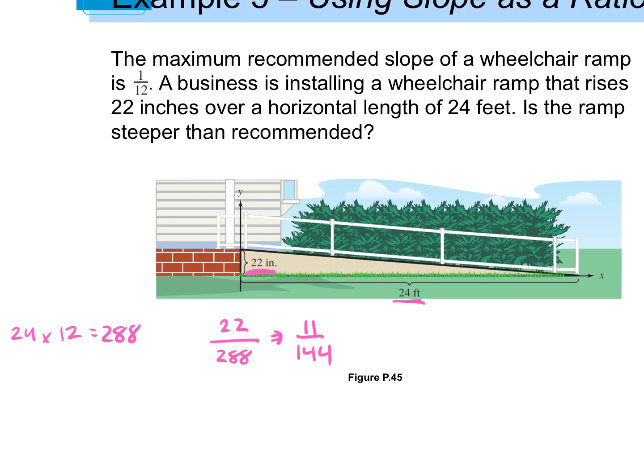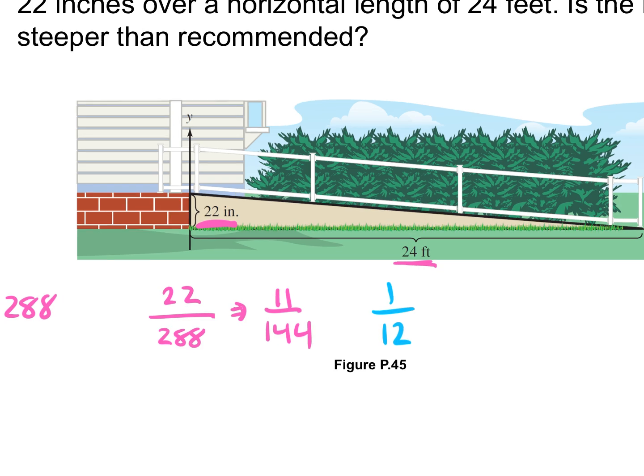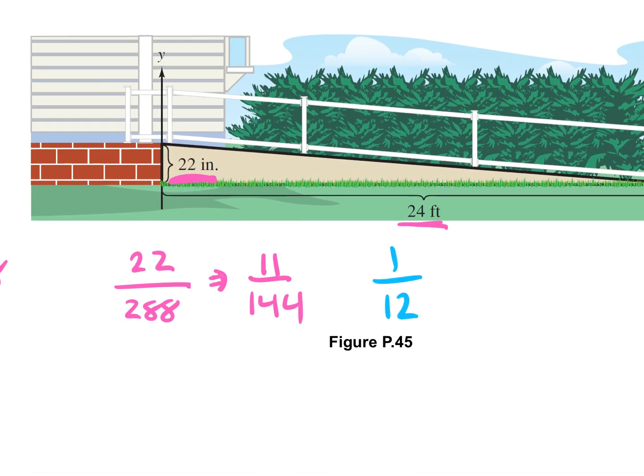Now we want to compare this to 1/12. It says the maximum recommended slope of a wheelchair ramp is 1/12. We want to see if our ramp is steeper than what's recommended. So I'm comparing the two of these. It's hard to compare them when our denominators are different, so let's make them the same. What do I need to multiply to 12 to give it a denominator of 144? 12.